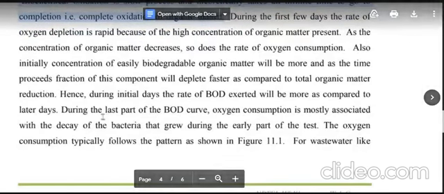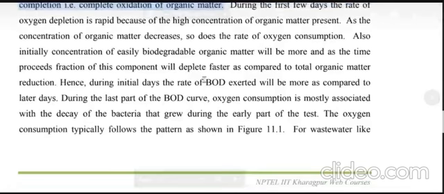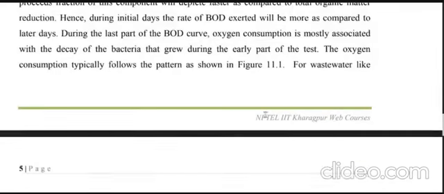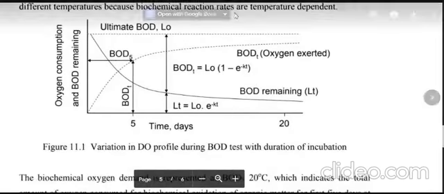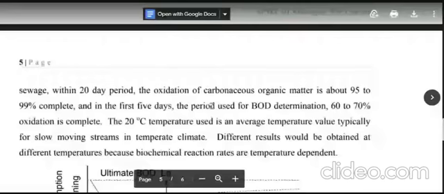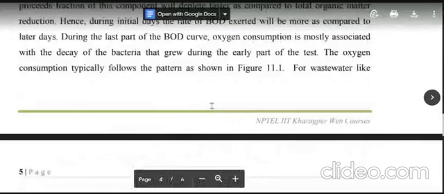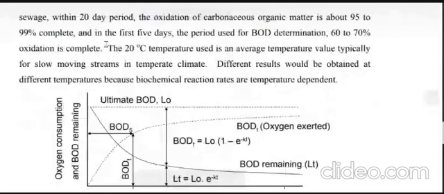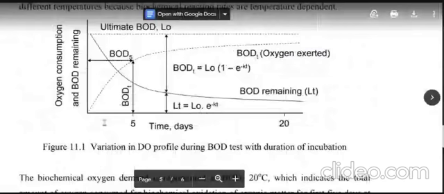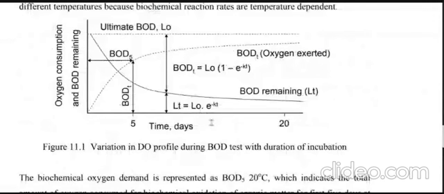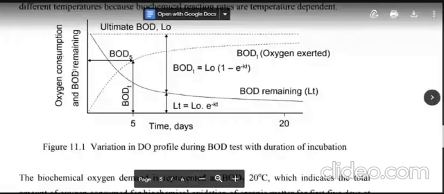So during the last part of the BOD curve, oxygen consumption is mostly associated with decay. I will explain that with the help of the curve which is shown, we call it Figure 11.11. If you look at this part, from that we can easily understand what exactly it means. Here this is the curve. It shows the x-axis as time, and the y-axis shows the oxygen consumption and the BOD remaining. So there are two quantities here: one is oxygen consumption, how much oxygen is consumed, and the other is the BOD in the water.